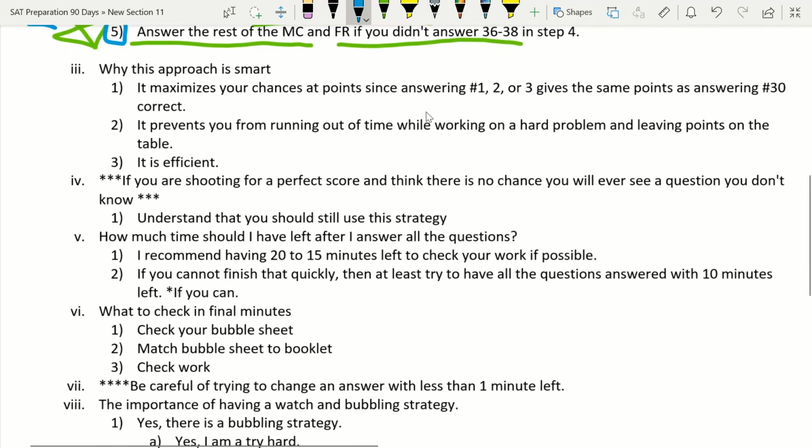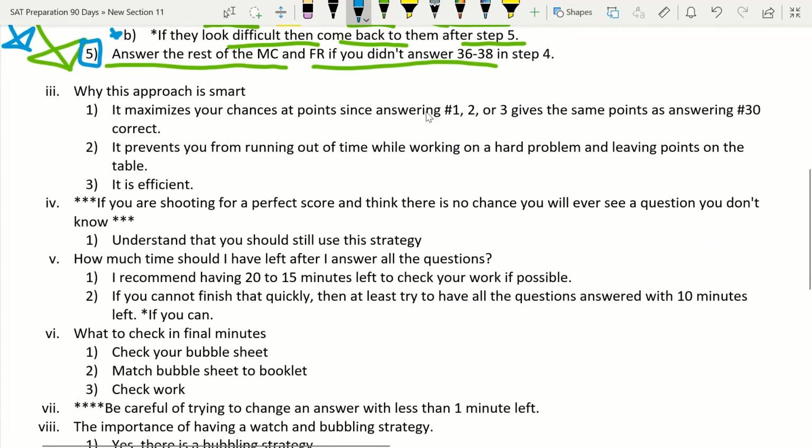All right, so let's cover why this approach is smart real quick. We want to make sure that we understand why it's smart, because if you understand why it's smart, then you're going to be more likely to adopt it. And in my opinion, if you adopt it, you're going to be much more likely to be efficient and manage your time the best that you can with the SAT math with calculator section. So let's go ahead and cover why it's smart.